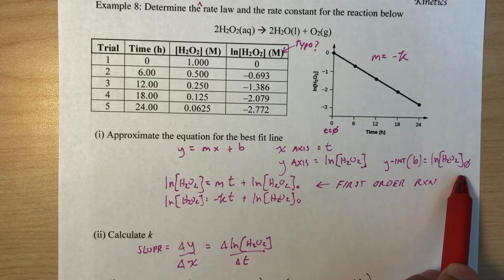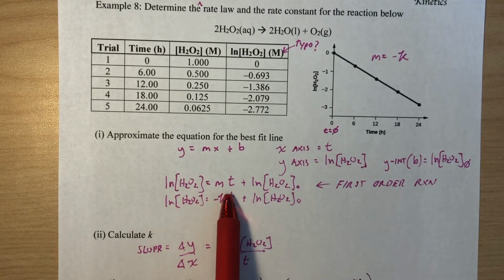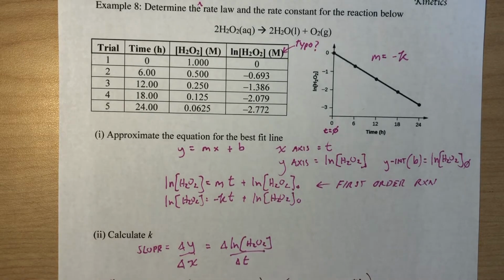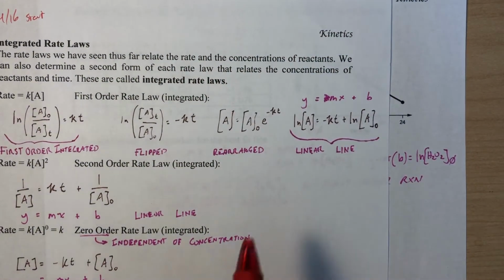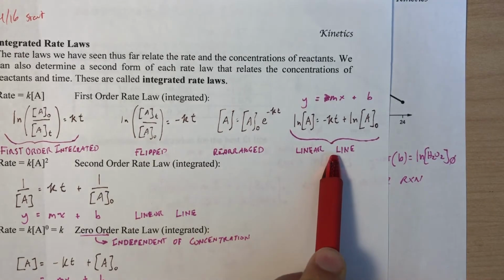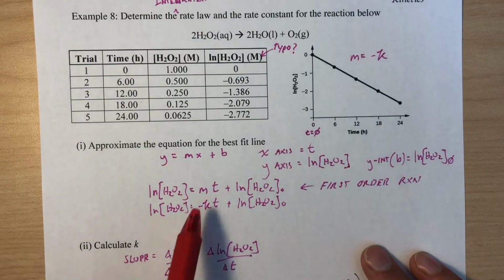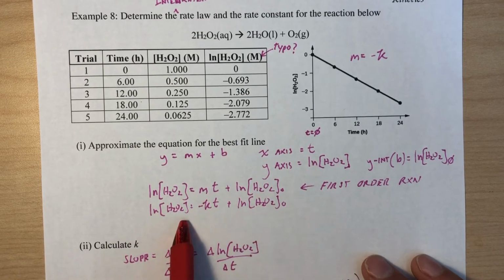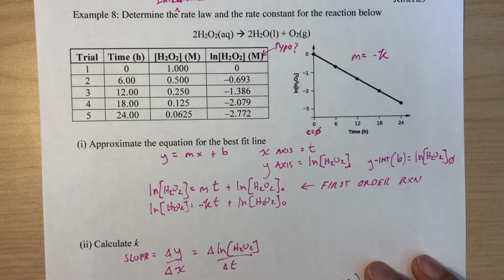When we bring that information to the equation of a line, we get the natural log of hydrogen peroxide is equal to m times t plus the natural log of H2O2 initially. That is equal to our linear line equation from page 92 for a first-order integrated rate law. Therefore, we know that m must be equal to negative k, because we have this form for our linear line, because this is a first-order reaction. And we have our slope m is equal to negative k.